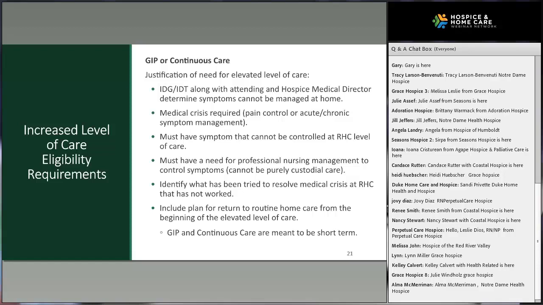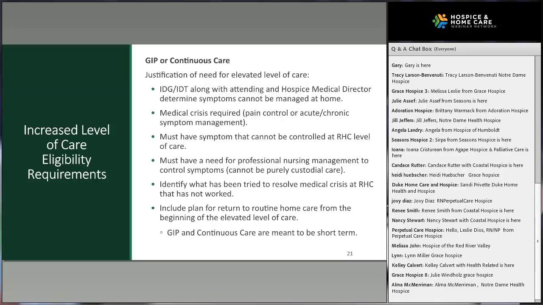I mean, you've got a patient that comes into a facility under general inpatient, and your nurse is going out every 8 hours to manage that symptom. And there's documentation going on there because we're trying to see, we did this, how did our intervention go? Did we do symptom management? Do we need to change something or do something differently again? I mean, it's that intense of nursing management. Also, we need to identify what has been tried to resolve the medical crisis, like I said, at home, that's not worked, in order for the patient to be there.